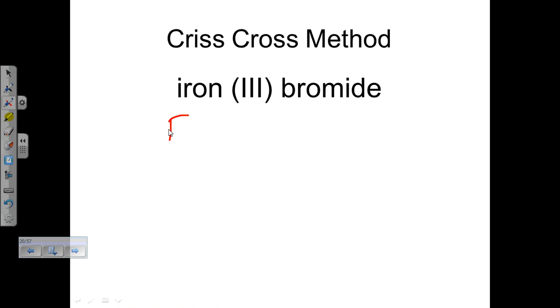Okay, so here's what we're going to do. We're going to practice the crisscross method with transition metals. All right? So remember that crisscross method is we're going to write down the symbols first. So you have iron with a Roman numeral 3. That means that iron is a plus 3. Okay? Then you have bromide. Well, bromide means that it's Br. Okay? Bromine, bromide, same thing. If you look at the periodic table, bromine is in group 17. Group 17, all of those elements all have a -1 charge. Okay? So they're going to be -1.